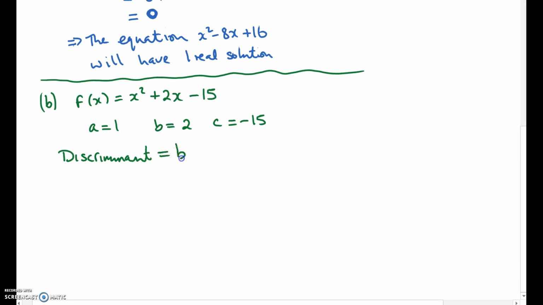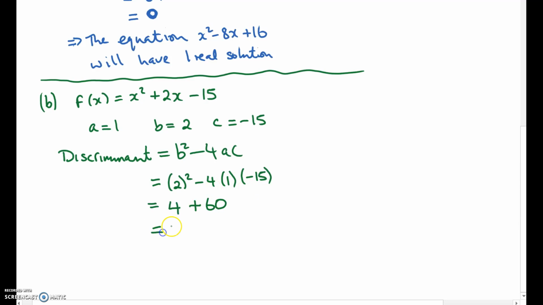is equal to b squared minus 4ac. So if we start filling that in, we're going to have 2 squared minus 4 times 1 times negative 15. Now 2 squared will be 4. Negative 4 by 1 is negative 4. Negative 4 times negative 15 is positive 60. And that's equal to 64.